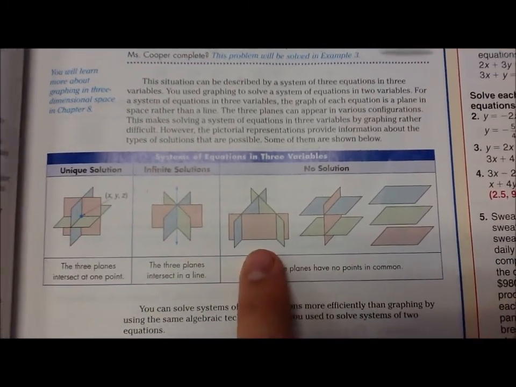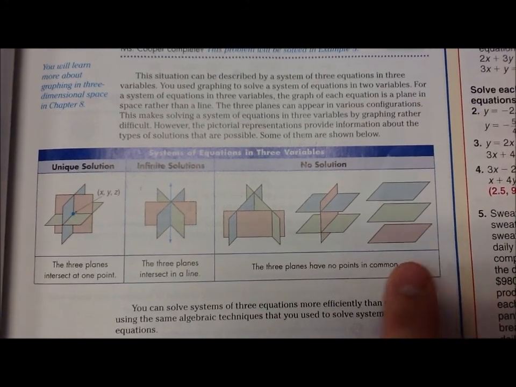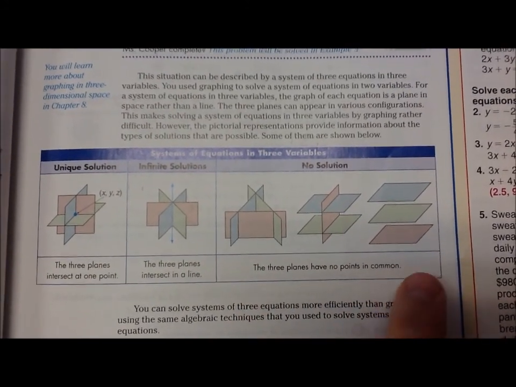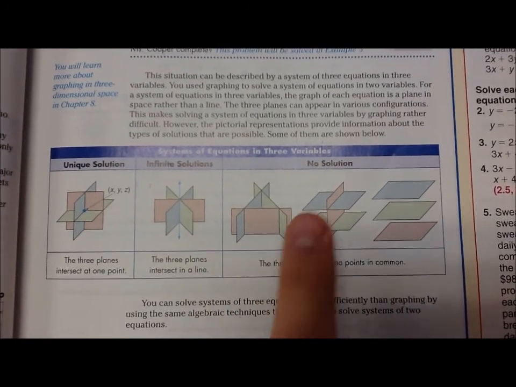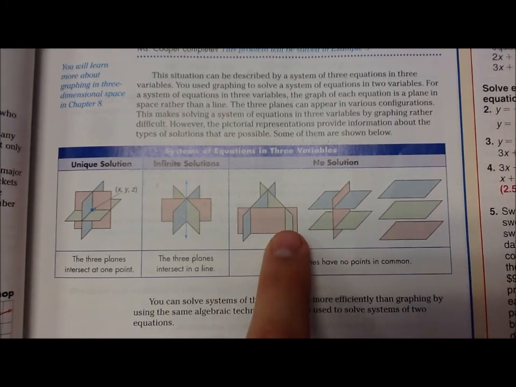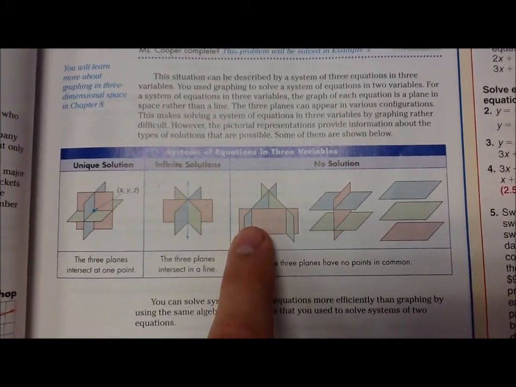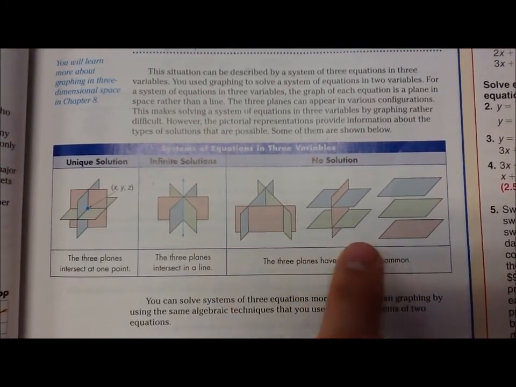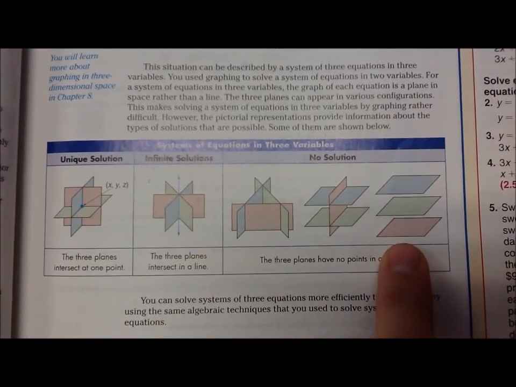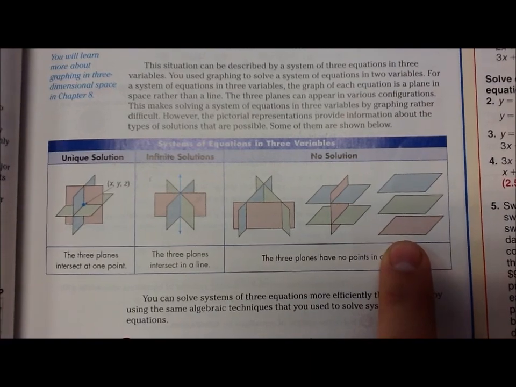Also, you could have these three options, which means the three planes have no points in common, so the whole system would have no solution. So here, you only have two planes cross each other, and not all three planes cross each other. Same here, only two planes cross each other. And then here you have three parallel planes, so they don't cross each other at all.